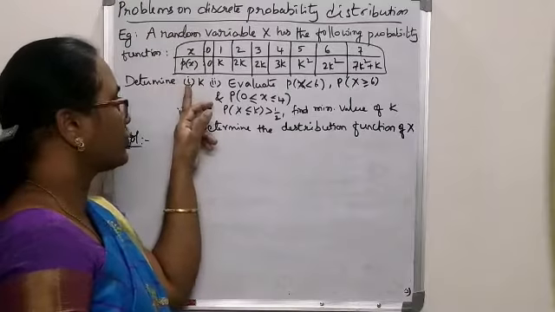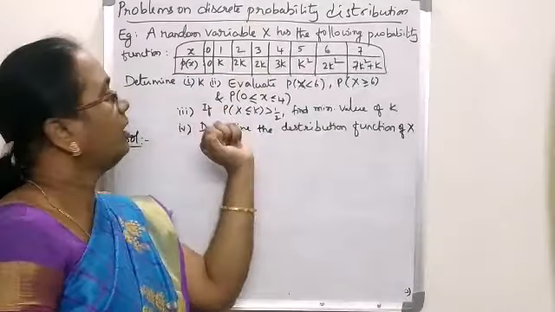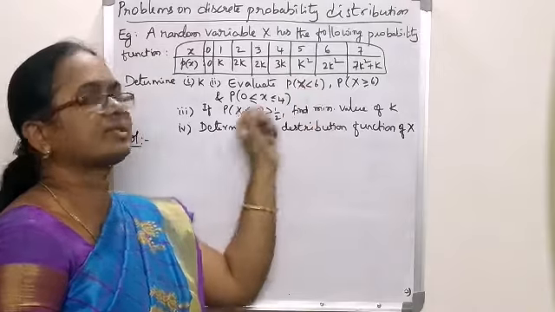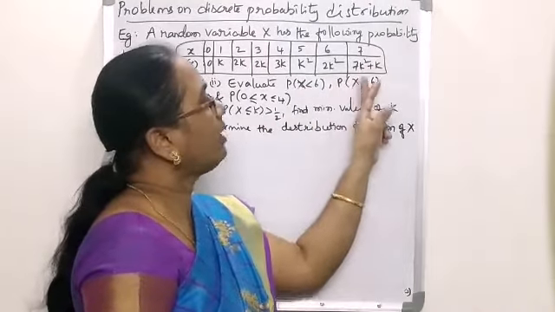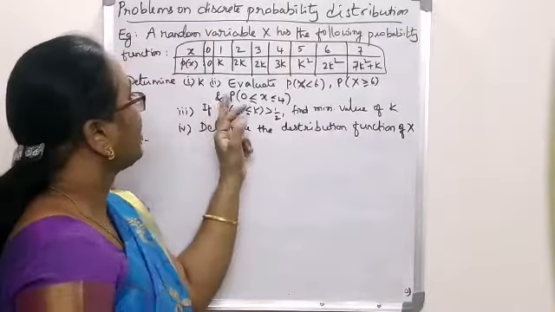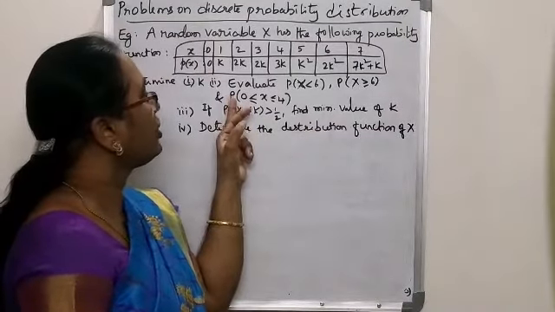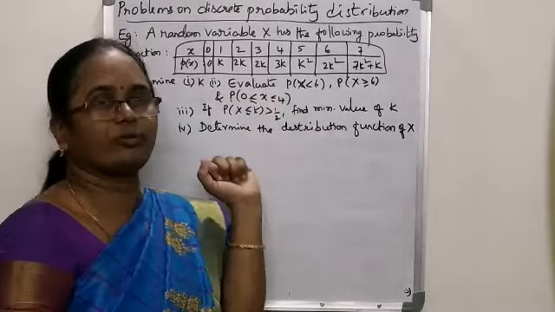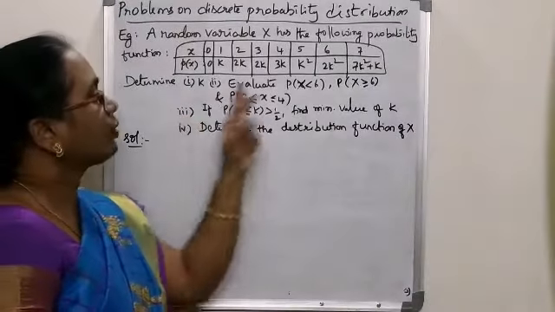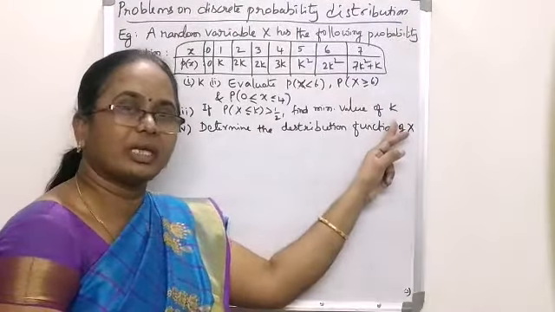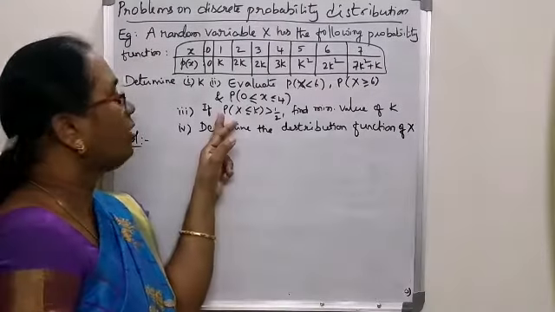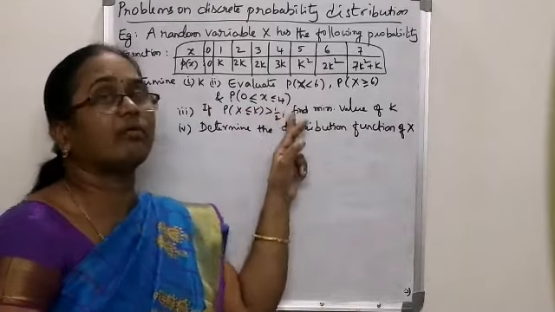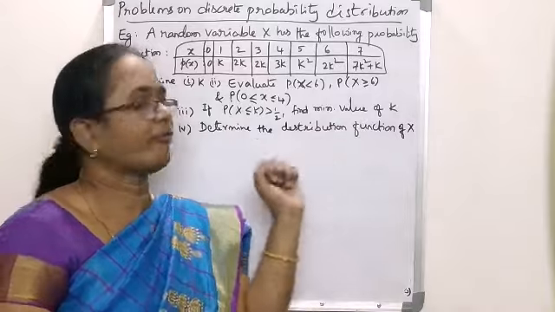In the first bit, determine the unknown value of k in the table. In the second bit, we have to evaluate the probability that the random variable is less than 6, the probability that the random variable is greater than or equal to 6, and also the probability that 0 is less than or equal to x less than or equal to 4. In the third bit, we need to calculate the minimum value of the constant k such that the probability that the random variable is less than or equal to k is greater than 1 by 2, that is 0.5.